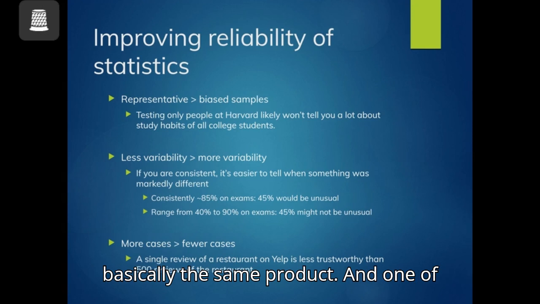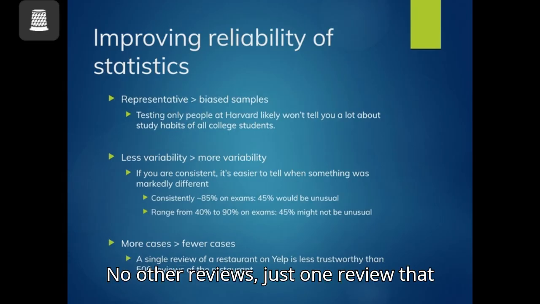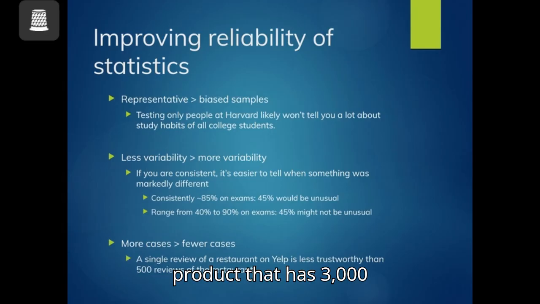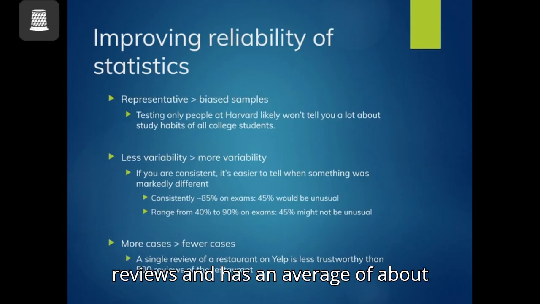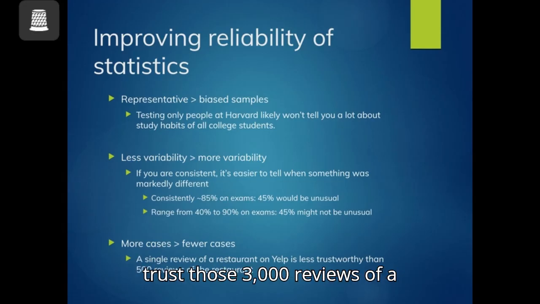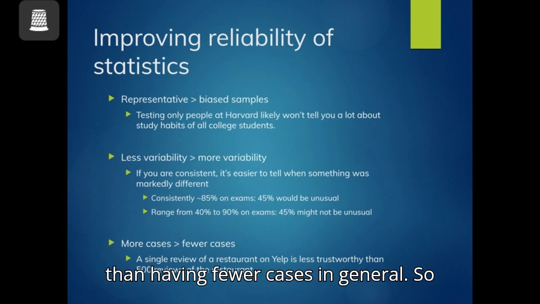and they have the same price and they're basically the same product, and one of them has a single 5-star review, no other reviews, and you see another product that has 3,000 reviews and has an average of about 4.5, I don't know about you, I would trust those 3,000 reviews averaging 4.5 more than that one person who gave a 5-star review. So it's the same thing with statistics. Having more cases is better than having fewer cases in general.